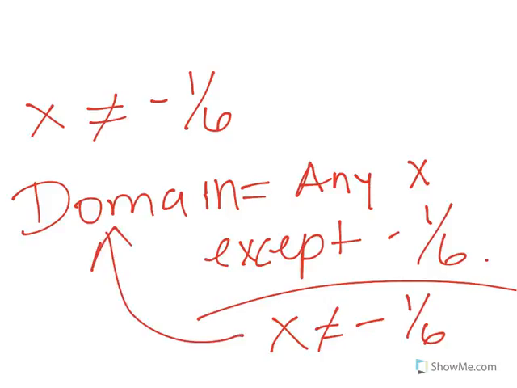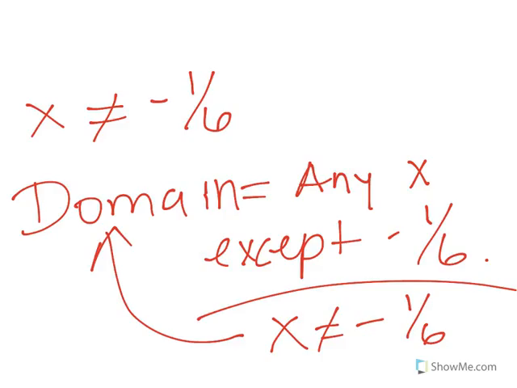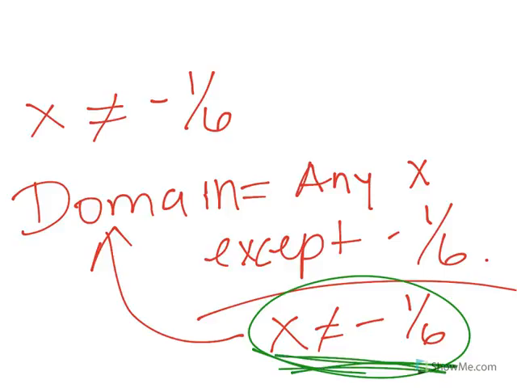So whenever they ask you for the domain, they want to know for what values of x is this undefined, or vice versa. You can say what values of x would make it a defined function, but since most of the times there's only one value that makes it undefined and all the rest work the way they are supposed to, then we just state which x value makes the rational expression undefined.